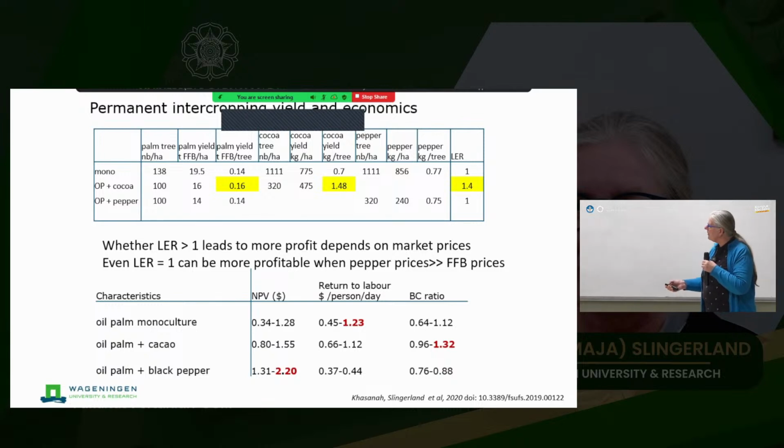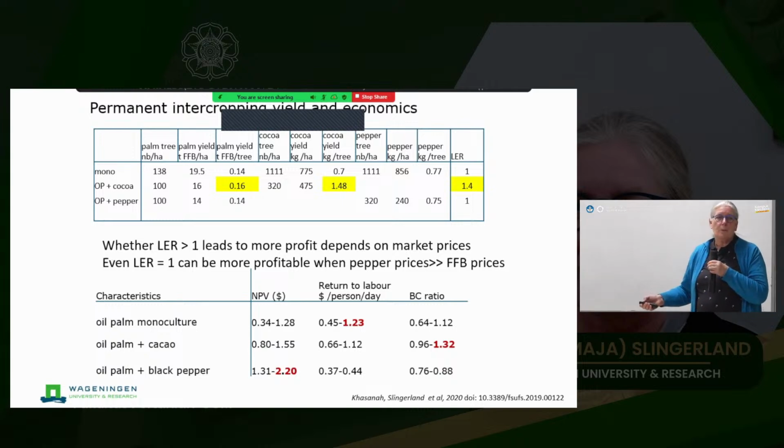But then you look, for instance, at the net present value for the economist here. And if you compare oil palm monoculture with oil palm cocoa or oil palm black pepper, you see that the net present value is most interesting if you do it with black pepper. But if you look at the return to labor, then the monoculture is the best, because monoculture oil palm is always less labor than when you put something else in between. And if you look at the benefit-cost ratio, then cacao is the best.